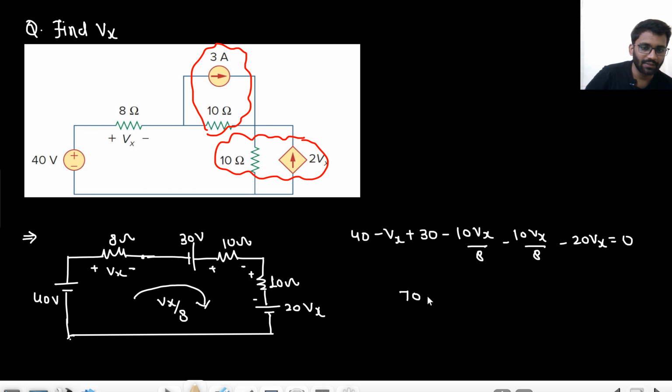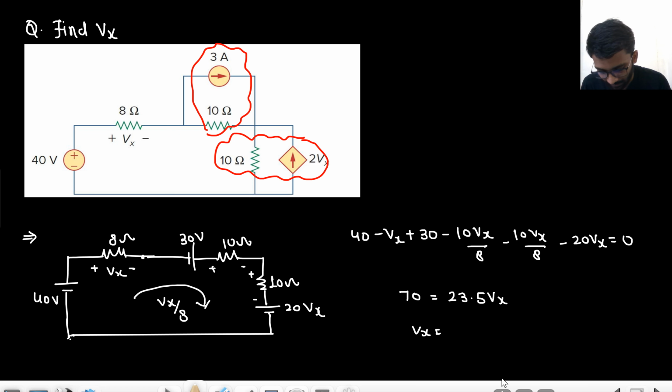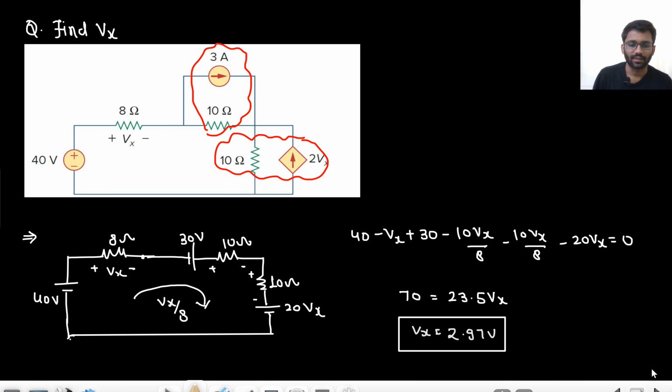Here you are having 70 volt this side and all the Vx part is negative. Let me solve it. 10 by 8 into 2, plus 20 plus 1, so 23.5 Vx. So Vx will be 70 by 23.5, which is 2.97 volt. Okay, so this is the final answer. Well and good. Let's move on to the next problem.